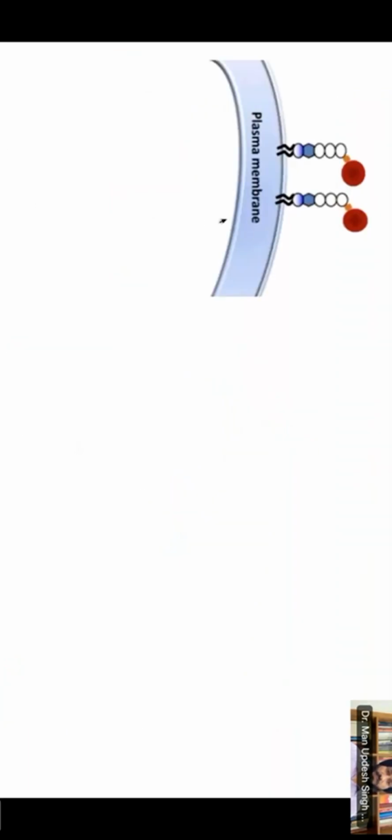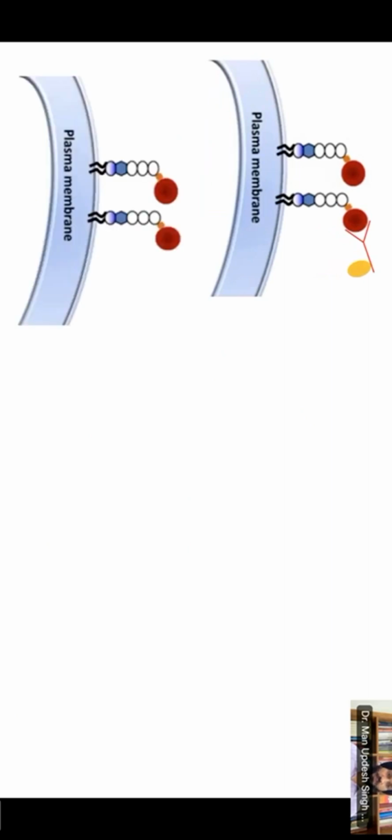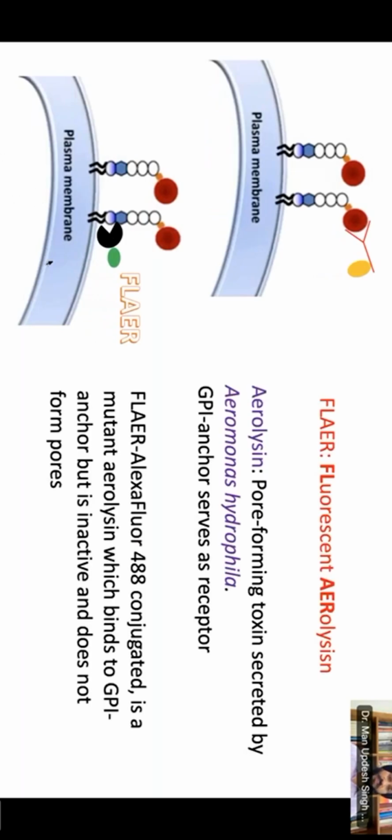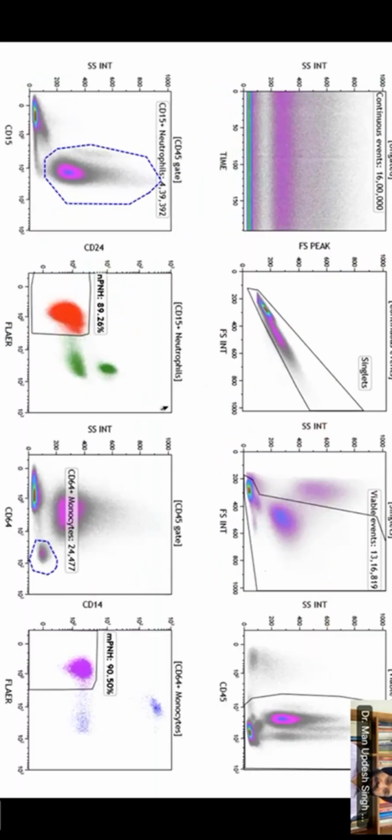So how do you diagnose? You either have antibodies against this protein. If you don't have this protein because of deficiency of GPI, the antibody will not show any availability of the protein because it's not there on the surface. Or you have FLAER, which actually acts like an antibody for the GPI anchor. It actually attaches to GPI directly, and that's the fluorescent aerolysin, which we get from Aeromonas hydrophila. It's usually genetically modified so that it does not cause lysis of the cells, right? So that's how the flow cytometry looks.